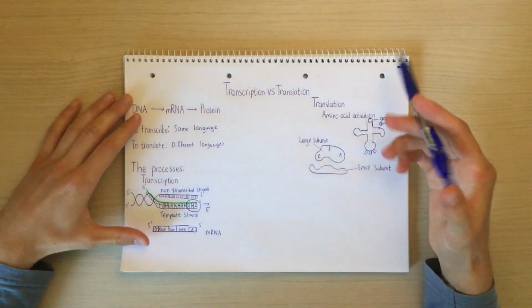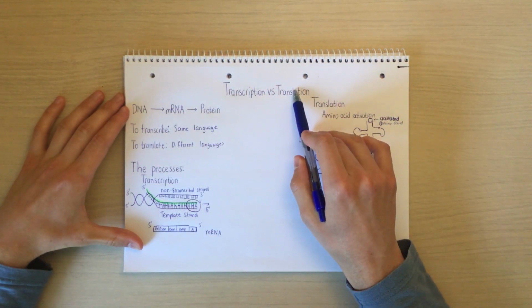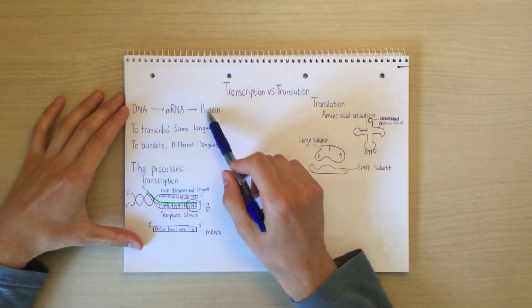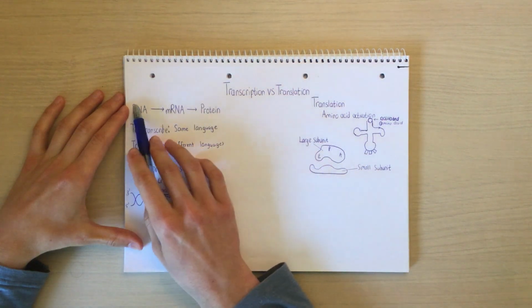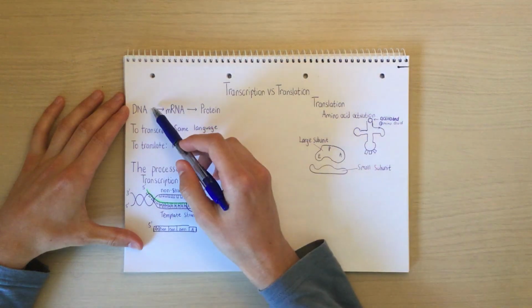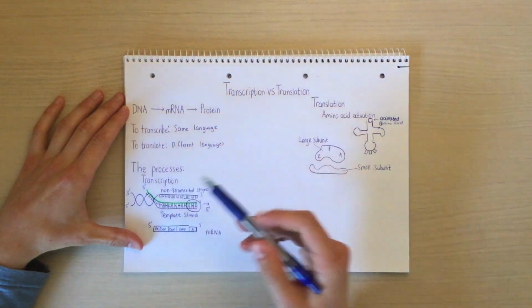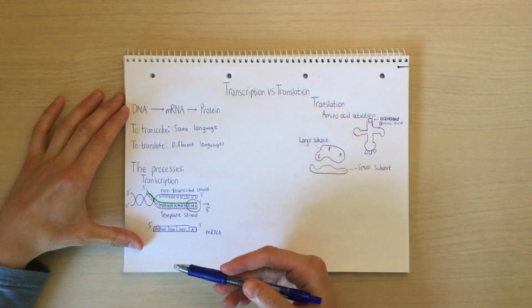In today's video, we're going to be taking a look at the difference between transcription and translation. So we have this process where we get a protein from a DNA, and throughout this process, transcription and translation occur. Now, to know at which phase they occur, I simply like to remember the definition of transcription and translation.